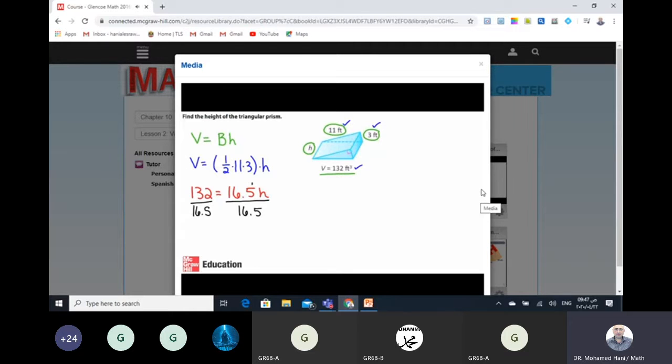and 16.5 divided by 16.5, of course, is 1. Now we need to do 132 divided by 16.5, and when we do that, we get a height of 8. Now the units on that is going to be feet, so we have a height which is equal to 8 feet given this particular triangular prism.